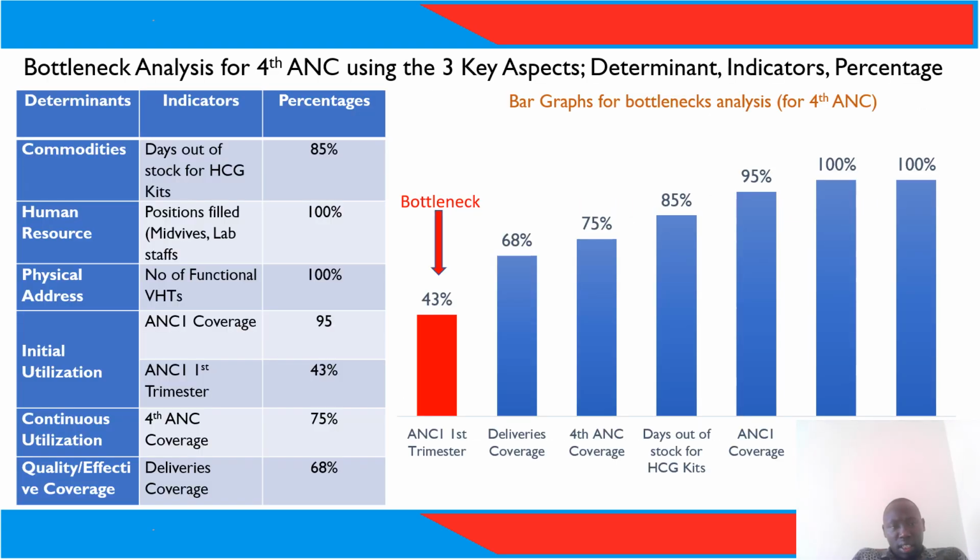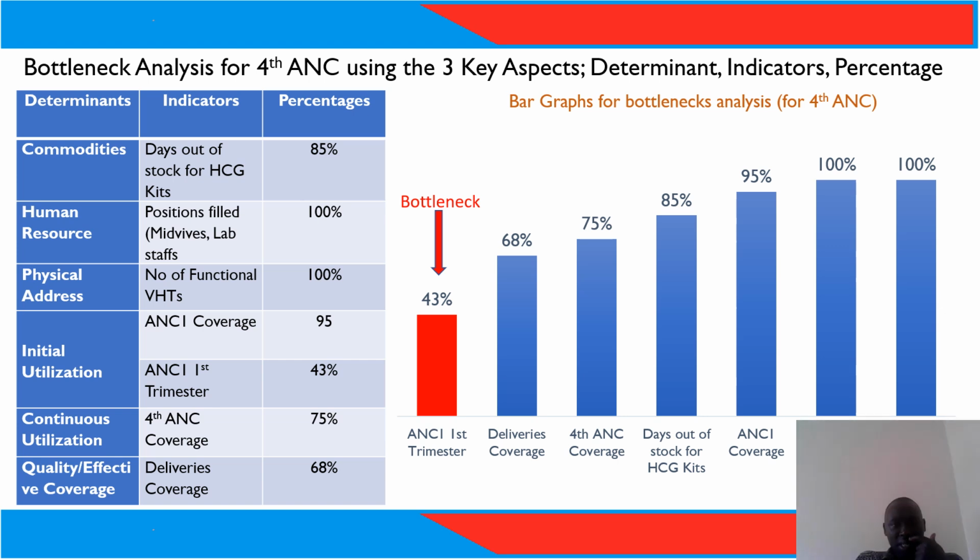Let's get into the bottleneck analysis for fourth ANC. We're using the 3 key aspects. Here, I'm bringing in the determinants, the indicators, and percentages. This slide is very brief, and I believe we concentrate here because it's where everything falls into place.